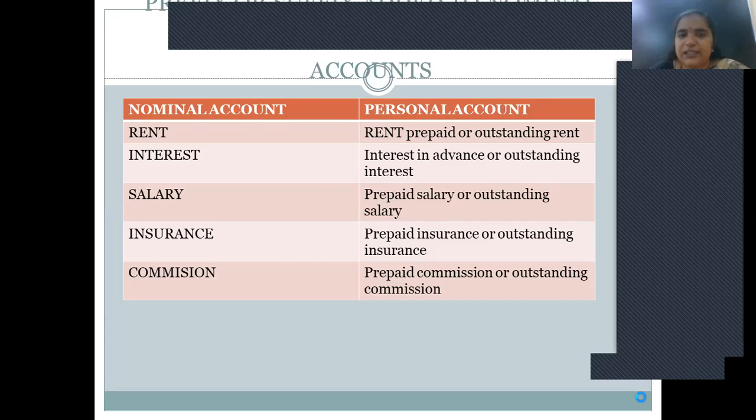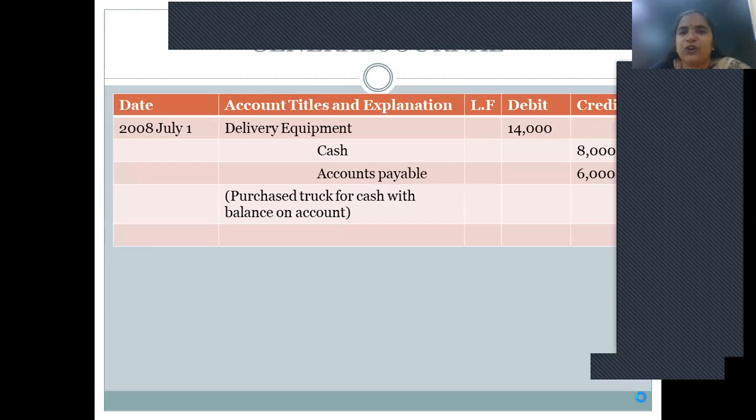So with this knowledge, we'll go to how to record in a journal. I told you this is a pro forma journal. It has a date column, then the account details and its explanation. The ledger folio means the reference number or the page number where that particular account is in the ledger book. Then the debit and the credit.